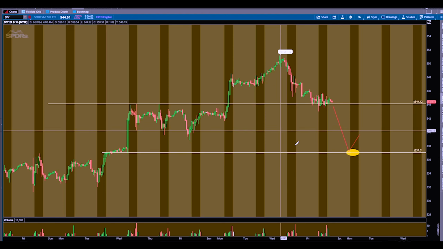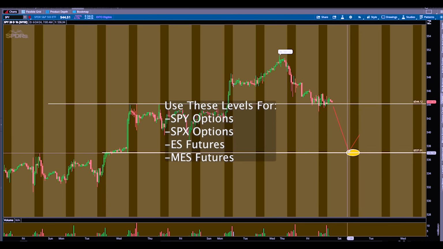My favorite setup this week is this 537 bounce. Let me tell you why. First off, it's hourly support. You can even see it on the 4-hour, and it's a daily gap fill level. So looking for a bounce for calls here, or ES longs. If you trade futures, you can trade ES or MES based off these levels.